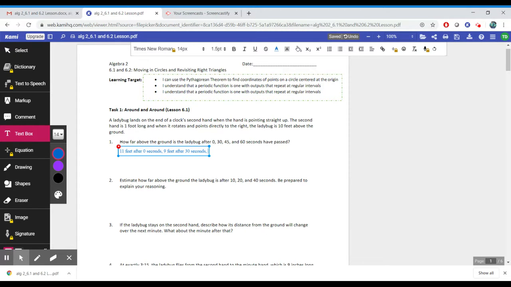Next, it wants to know what the height is after 45 seconds have passed. So 45 seconds is going to be the same height as 15 seconds when it's pointing directly to the right. We're just pointing to the left instead, but our height hasn't changed. So we'll still be 10 feet. And then after 60 seconds, we're just back where we started, right? We're pointing straight up again. So we'll still be at 11 feet, just like we were at 0 seconds.